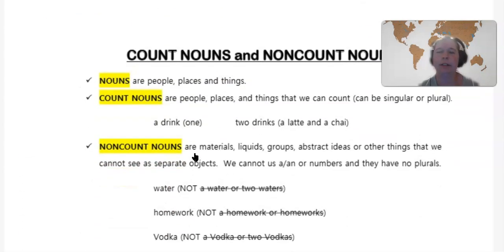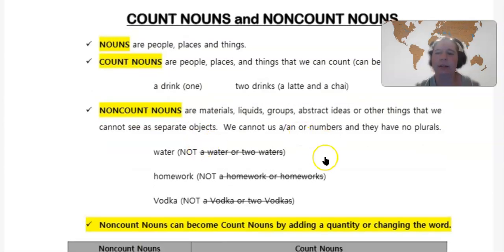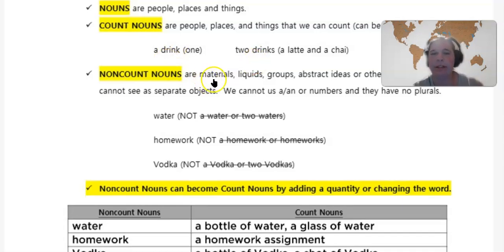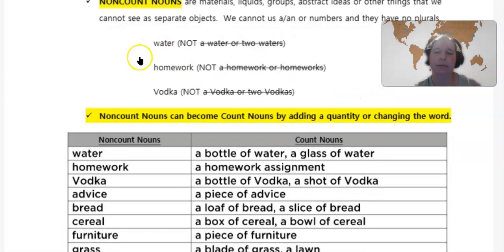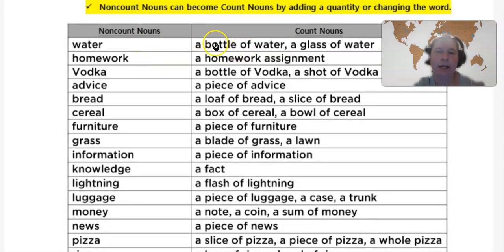In grammar class, we learned count and non-count nouns. Remember that nouns are people, places, things, or ideas. Count nouns are things that we can count. They can be singular or plural with a number. Non-count nouns are materials that we can't count, like liquids, groups, abstract ideas, or things so tiny we don't usually count them. Examples are water, homework, tea, flour, sugar, love. Those are all non-countable. But we can use a container word to make a non-count noun countable.